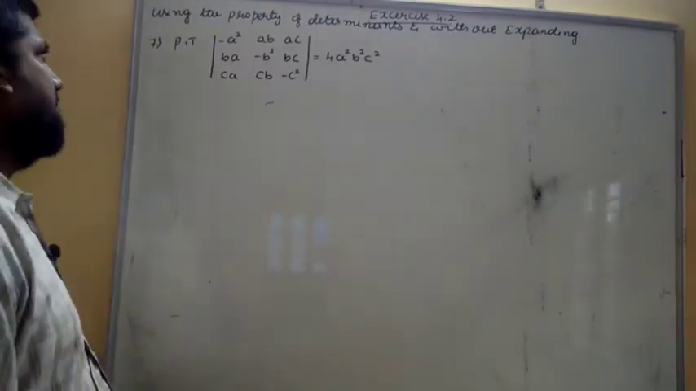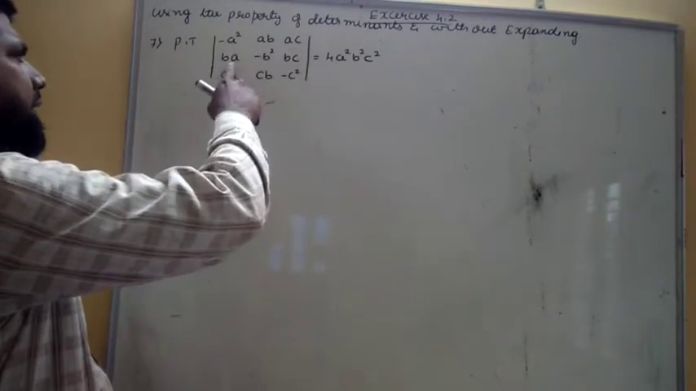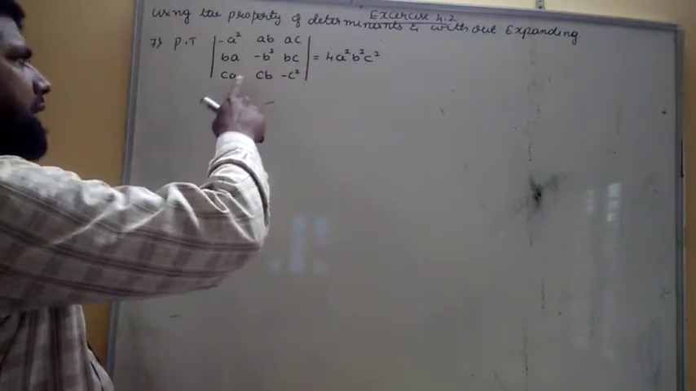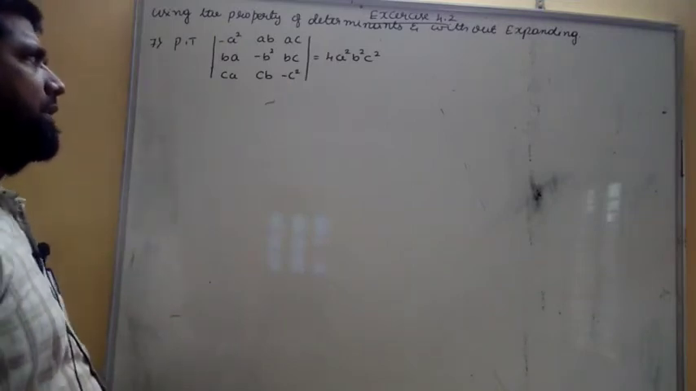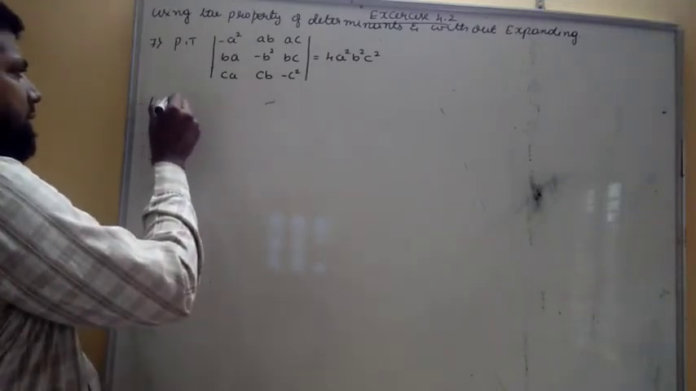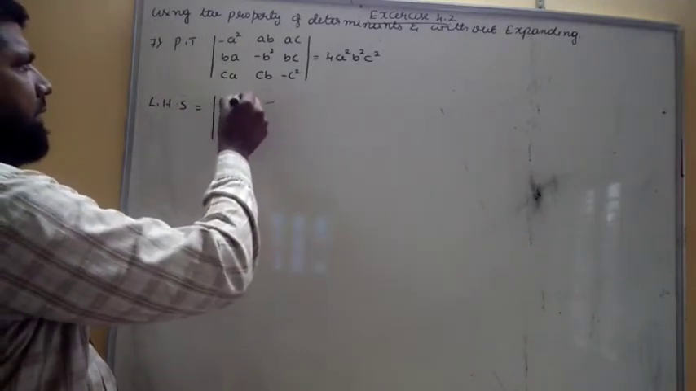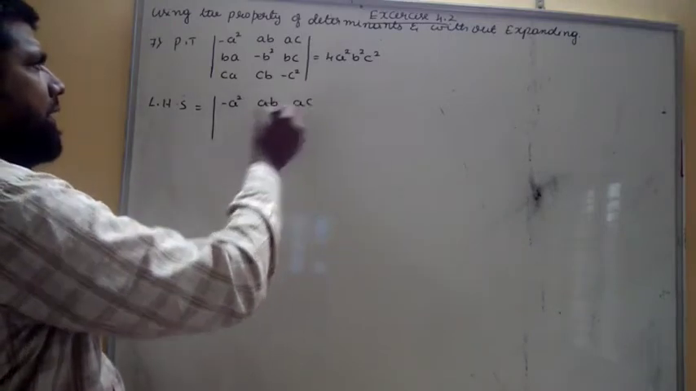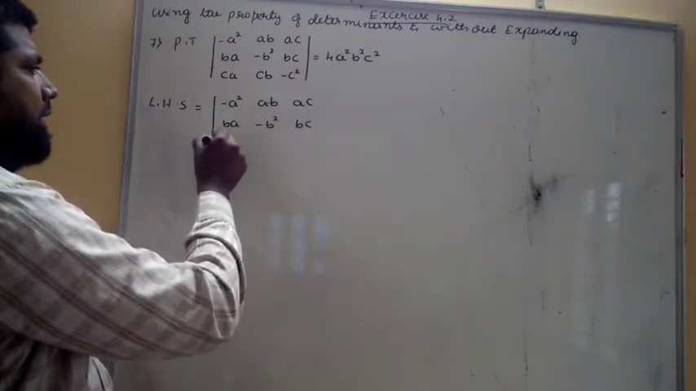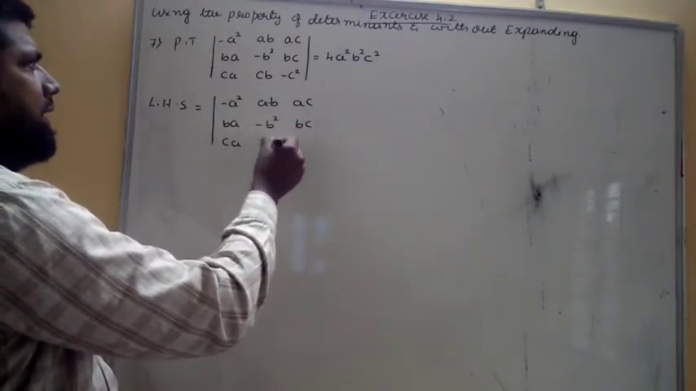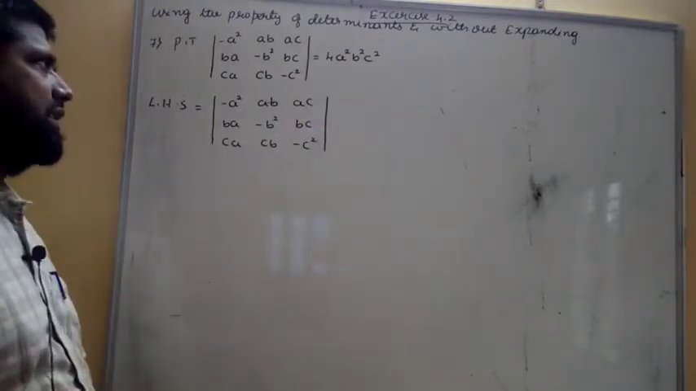Let us go for the next problem, the seventh problem. Prove that the determinant minus A square, AB, AC; BA, minus B square, BC; CA, CB, minus C square is equal to 4 A square B square C square. So let us take LHS here. Very important question. So LHS is minus A square, AB, AC; BA, minus B square, BC; CA, CB, minus C square. So this is LHS.